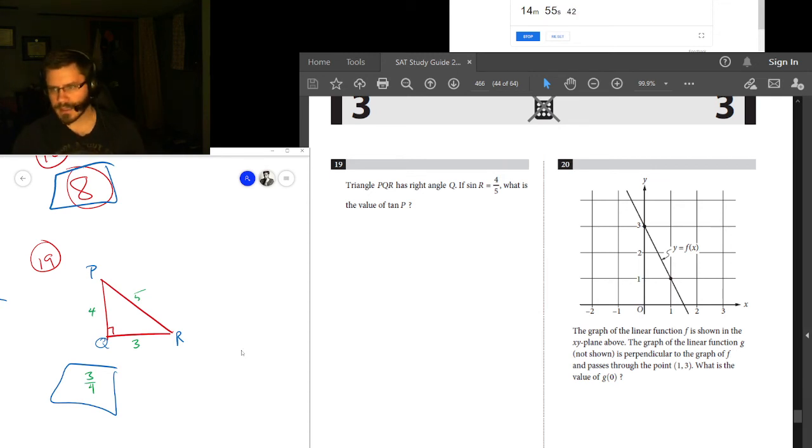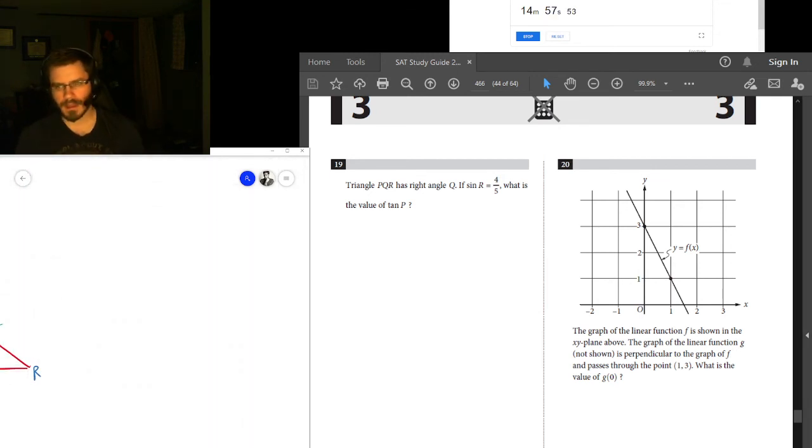And then finally, number 20. We've got a linear function graphed. The graph of the function g, not shown again, is perpendicular. That means it has opposite reciprocal slope. It passes through a given point. They want the value of g of 0. G of 0 is the y-intercept. Whenever x is 0, you're at the y-intercept. So all we have to do is find the function of g, and we're done.